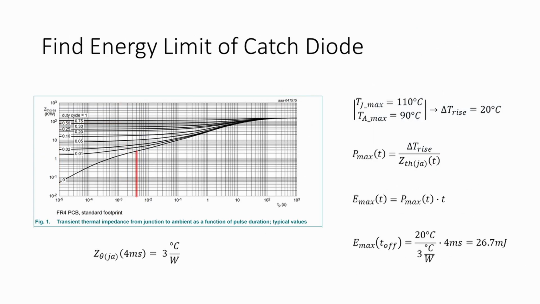Now that we know the turn-off time, the thermal transient impedance graph from the datasheet can be used to find the appropriate thermal impedance for 4 milliseconds. Power can then be calculated using the allowed temperature rise based on the requirements and this transient thermal impedance. Last, energy is found using this power value and the 4 millisecond time period.